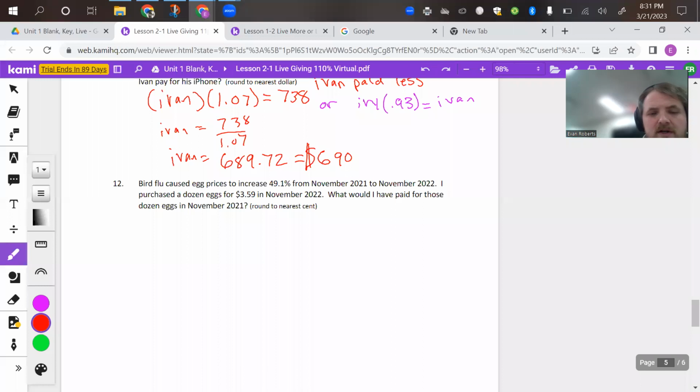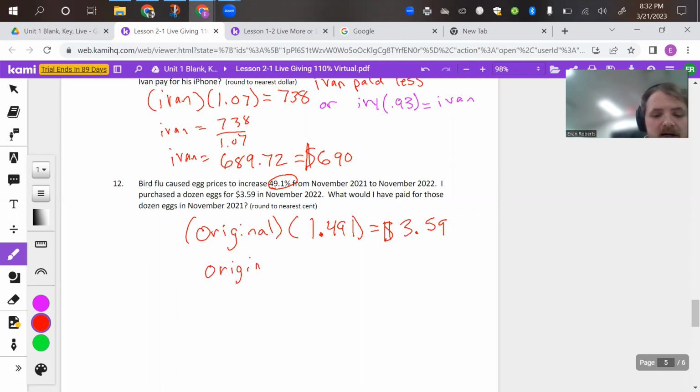So this bird flu caused an increase in 49.1% of eggs. So what would I have paid for those eggs in November 2021? So the original went up by 49%. And that has to equal the new outrageous price of eggs, which is literally so annoying. I don't know if anyone else feels that, but I think it's killing me.